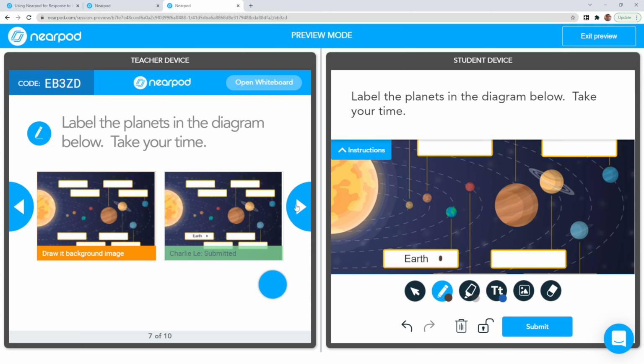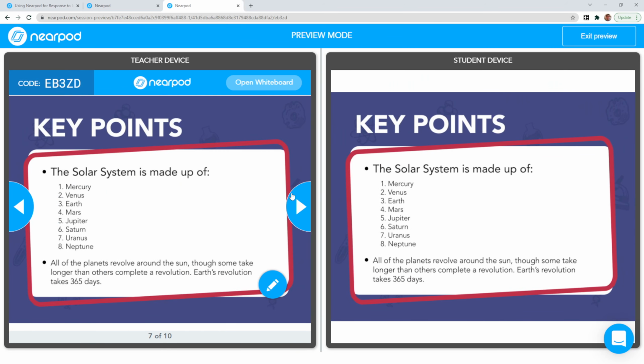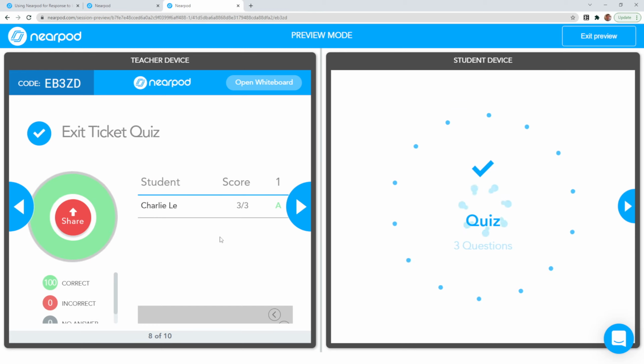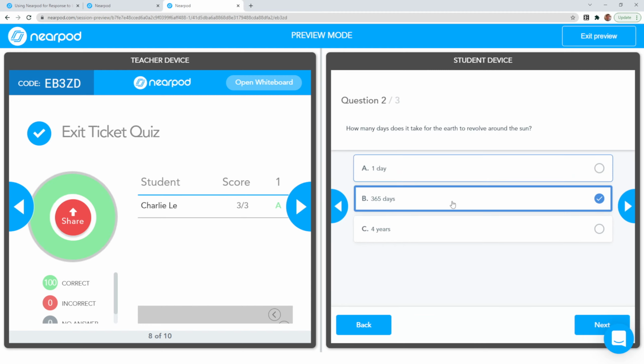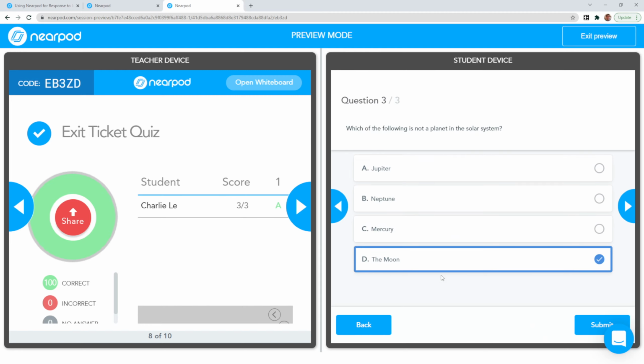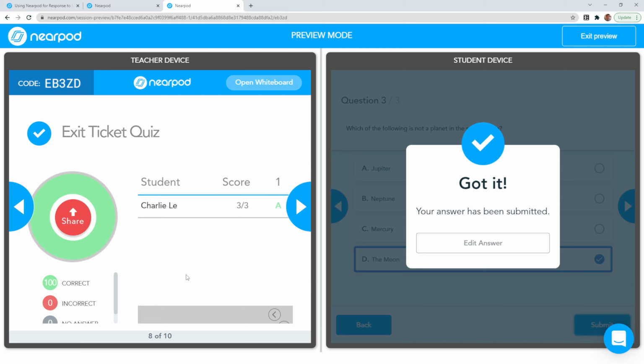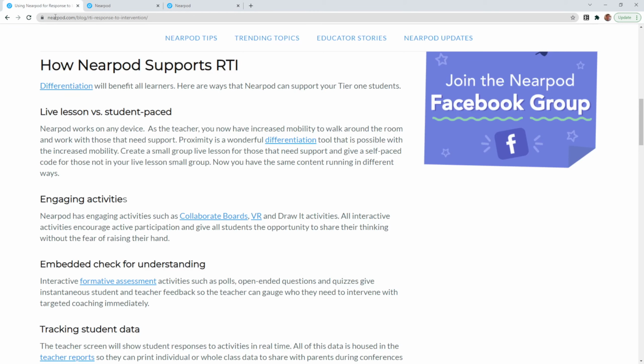You can, there's lots of different kinds of activity. So this one is a labeling activity. And here are just some of the key points. And then you can take an exit ticket quiz, right? True or false? Mars is further from the sun than the Earth. That's true. How many days does it take for the Earth to revolve around the sun? That would be 365 days. And which of the following is not a planet? Well, the moon, right? And you can again instantly see which students got it correct and which students didn't get it correct, right? So Nearpod is a very useful tool for that, right?